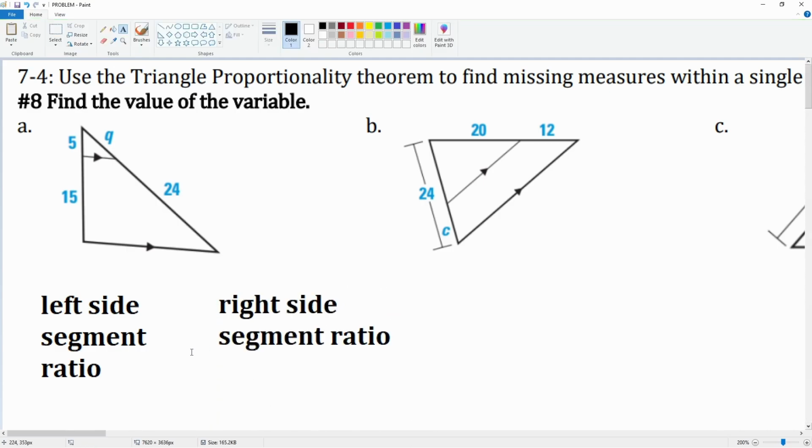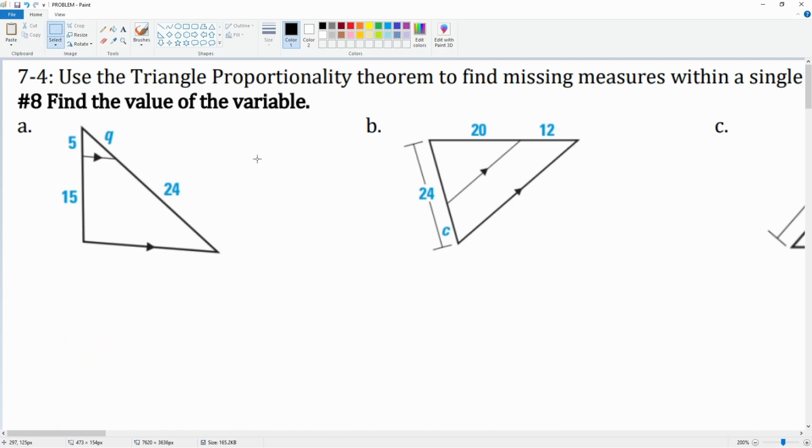That is what the equation allows us to basically do: compare the left side ratio to the right side ratio. We're going to keep this in mind to help us set up the ratio. So the left side here, I'm going to make this red, then I'm going to make this blue. So it is going to be 5 over 15.